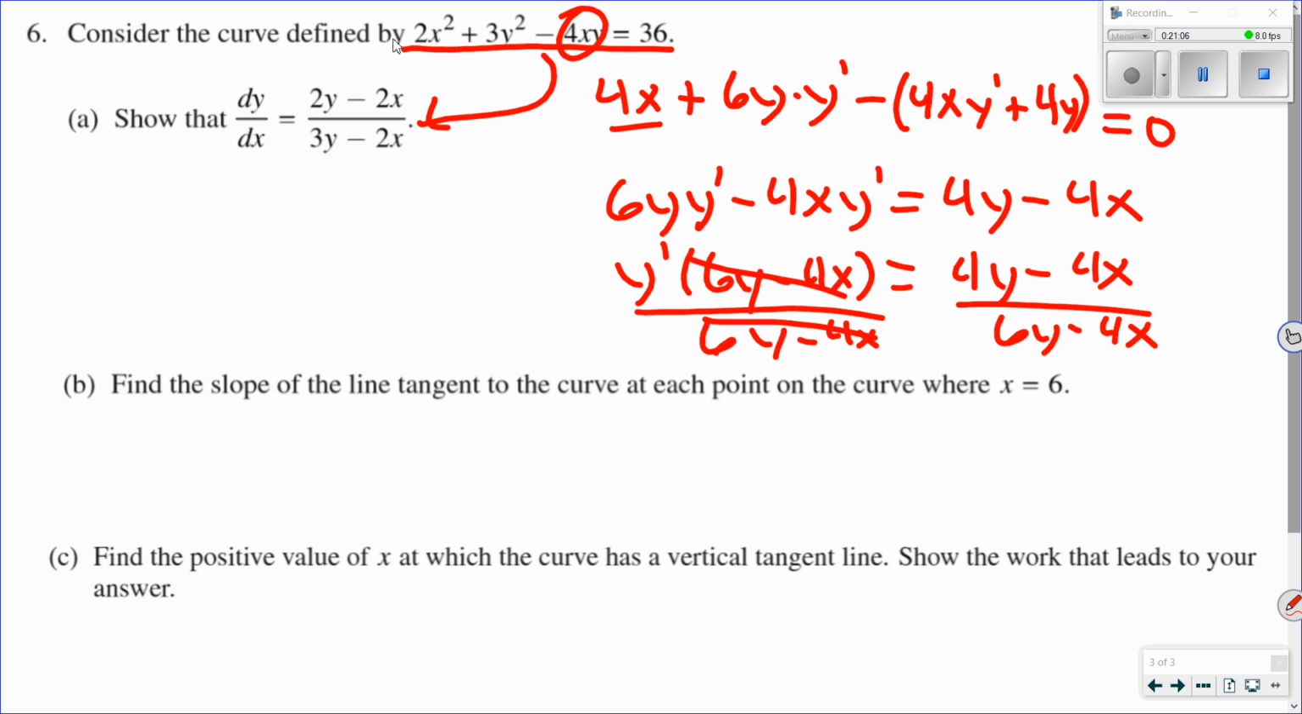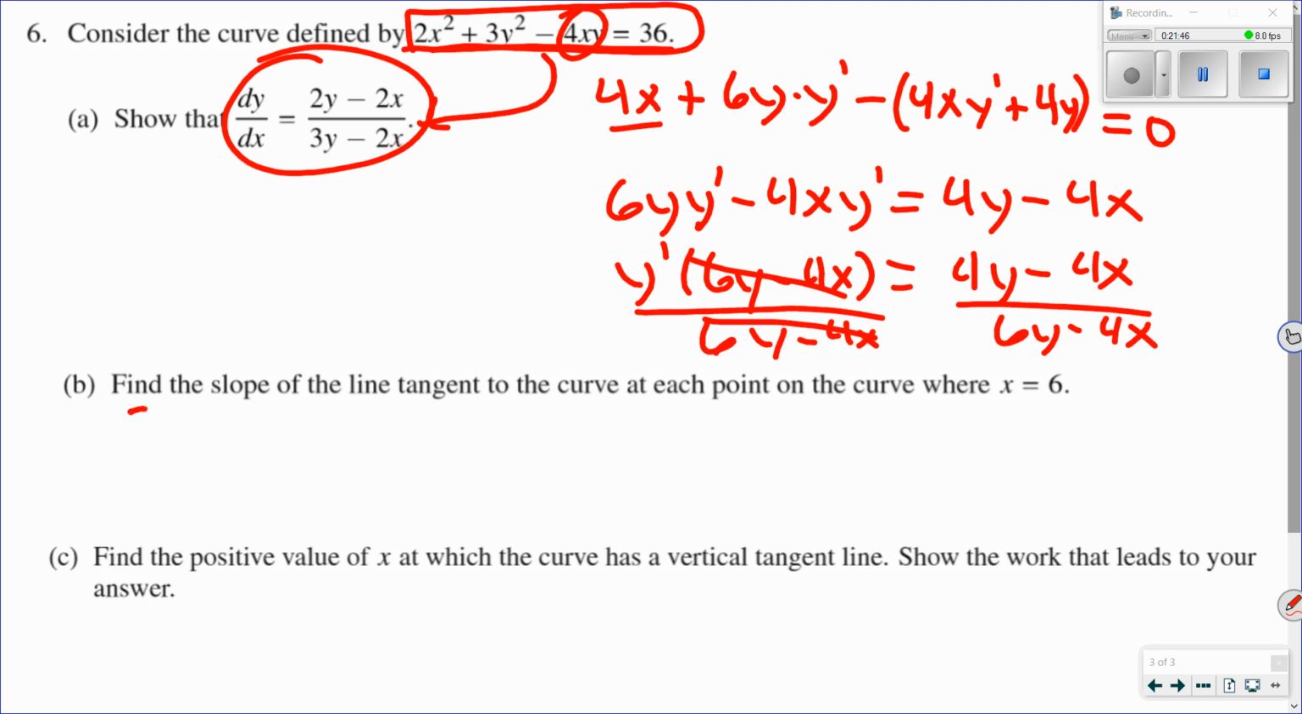B, it says find the slope of the line tangent to the curve at each point on the curve where x is equal to 6. And by the way, if you look back up, you want to notice that you don't have to do part A to do part B. I think part A is actually easier than part B, but you don't have to. So just keep that in mind. If I want to find the slope of the curve when x equals 6, I can't just have an x value. I have to have the y value. So the trickiest part on this one is I've got to take 6 and plug it back into my original equation to find out what the y value is, and then I can plug them in here. So I'm going to start with that.